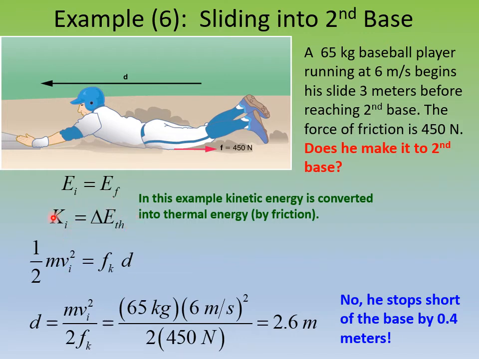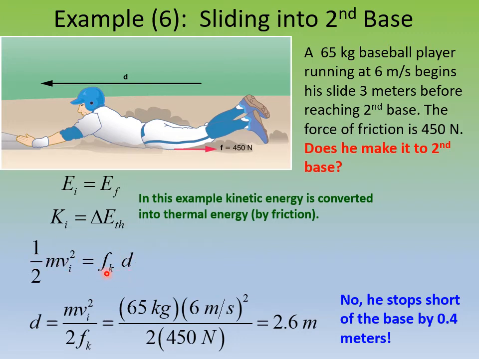All right, so his initial kinetic energy is equal to his change in thermal energy due to the friction. Remember, the amount of thermal energy created is equal to the work done by friction. Work is force times distance. So we have the force of friction, that's the F sub k, times d, the distance that he slides, okay? Remember, he started sliding 3 meters before second base. We want to see, does he have enough energy here to slide 3 meters or more, meaning he'll make it to the base. So all we have to do is solve this equation right here for d.